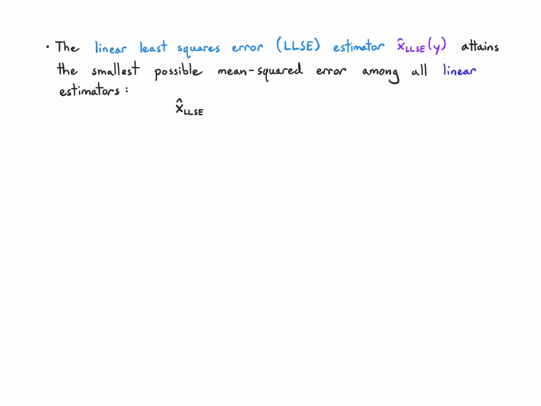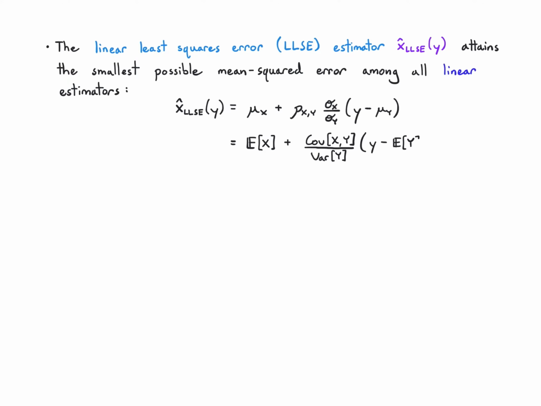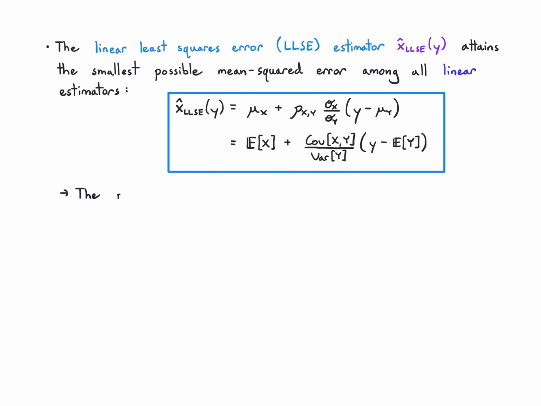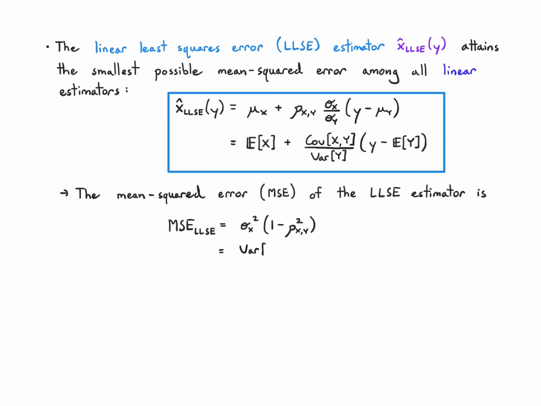The form of it is just the mean of x plus rho sigma x over sigma y, times y minus its mean. Alternatively, you could write this factor as covariance xy over variance of y. We can also use this formula to get the mean squared error of the LLSE estimator very quickly. We just write the variance of x times 1 minus rho squared, or variance of x minus covariance of xy squared over variance of y. Those are the same thing.